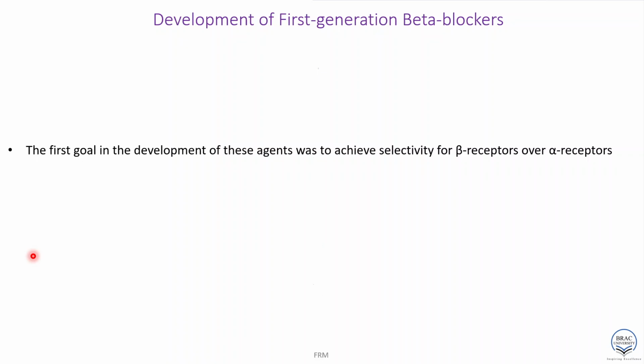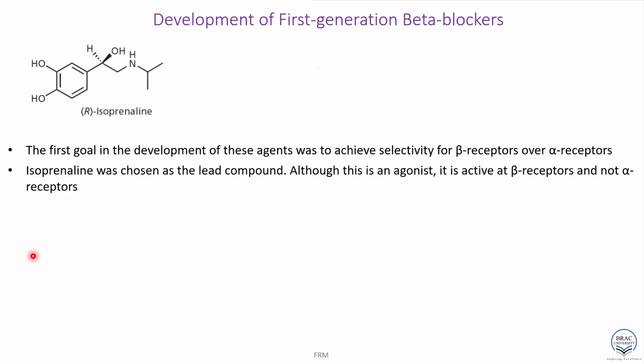The compound we chose as a lead was isoprenaline. This structure has more selectivity towards beta receptors, and this is an agonist, not an antagonist. So we started with an agonist. This is active towards beta receptors, which means it is selective towards beta receptors over alpha receptors.